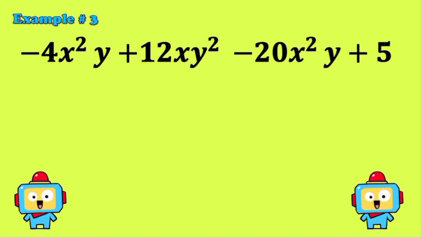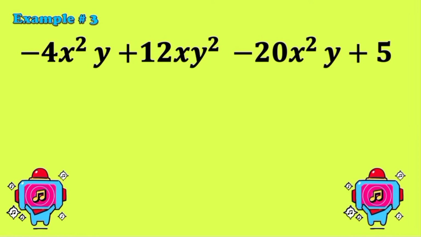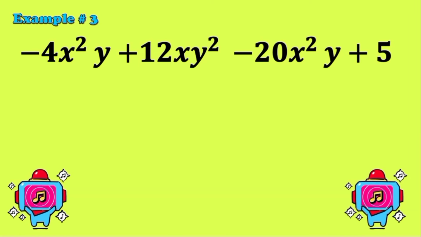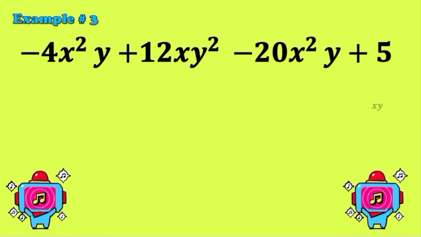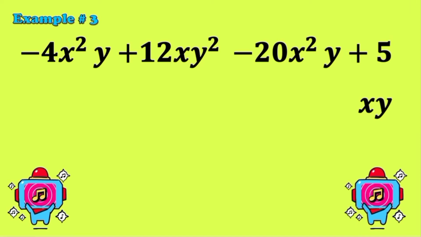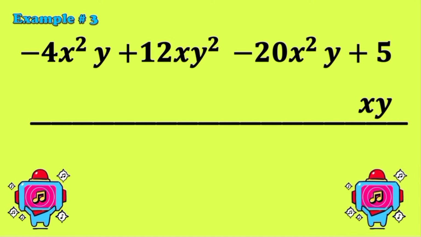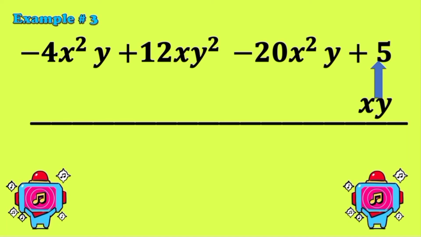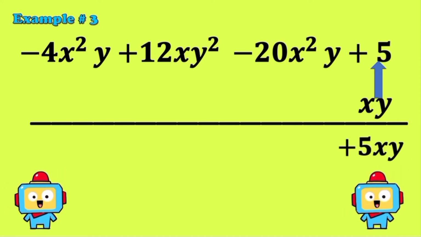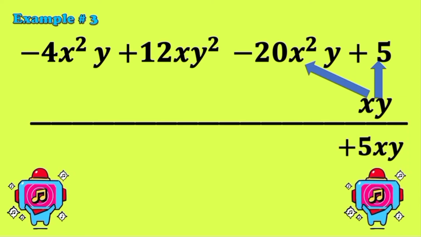Example number 3. Negative 4x squared y plus 12xy squared minus 20x squared y plus 5 multiplied by xy. In this example, we're going to use the vertical format, just like multiplying whole numbers. First, multiply 5 and xy. We have positive 5xy. Then multiply the second term, negative 20x squared y multiplied by xy.